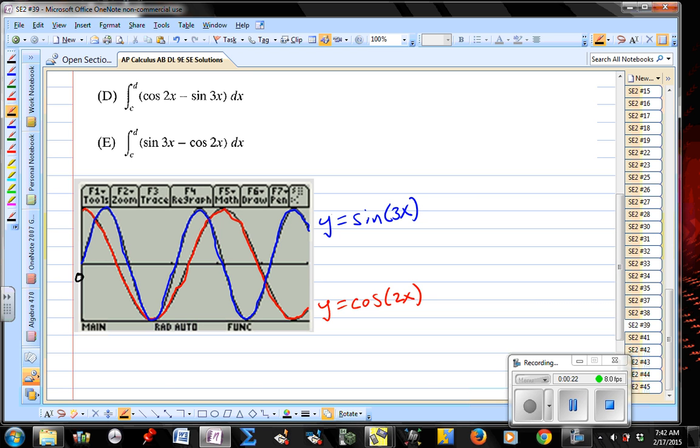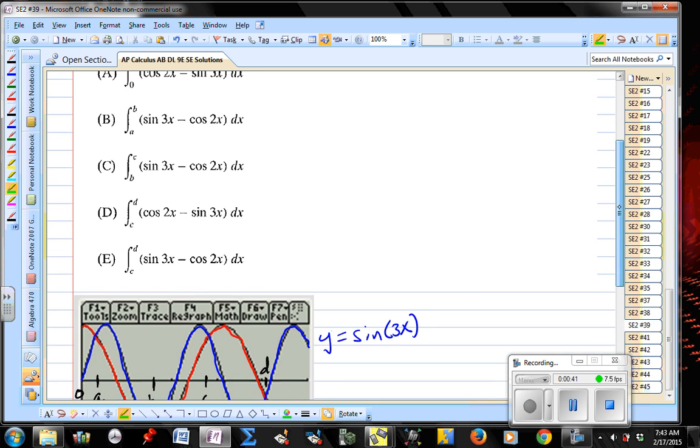Got x equals 0. First point of intersection is what they're calling x equals a. The second point of intersection is what they're calling x equals b. The third point is c. And the fourth point is d. Now let's talk about the integral expressions.